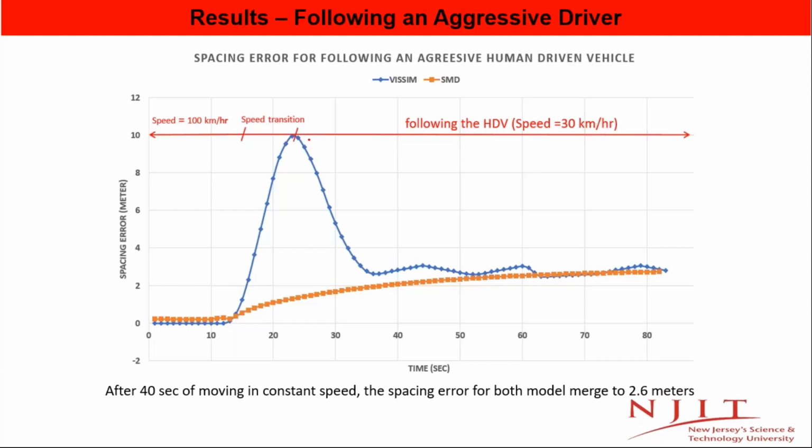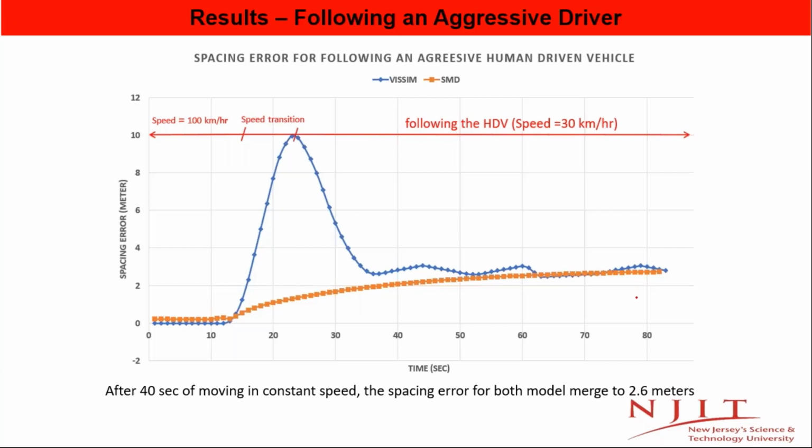In this scenario, a maximum error of 10 meters is observed in the Vissim built-in platooning module, which, after 40 seconds of moving at a constant speed of 30 km per hour, drops to 2.6 meters. On the other hand, for the SMD model, we don't notice that peak of error. We observed an increasing error, which finally goes to 2.6 meters, exactly the same as the Vissim built-in module, and never goes below 2.6 meters.